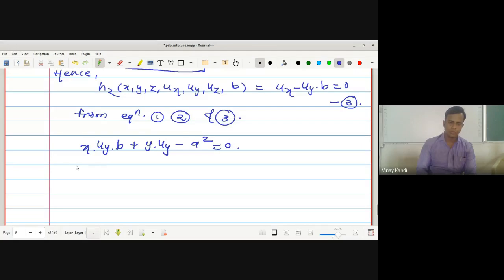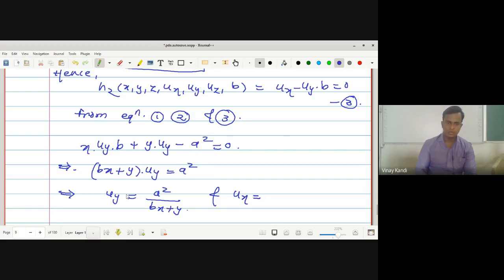which is equal to 0, which implies taking uy common, so here xb or bx plus y into uy minus a square is equal to 0, which implies uy is equal to a square upon bx plus y, and ux, what is the value of ux? b into uy, which is equal to b into what is uy? This one, a square upon bx plus y. Okay, any doubt up to here?